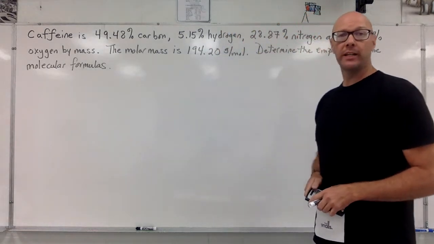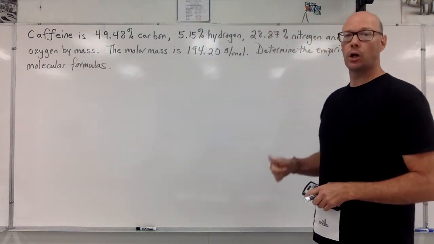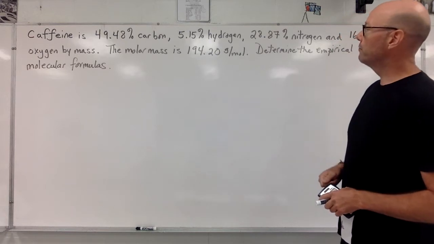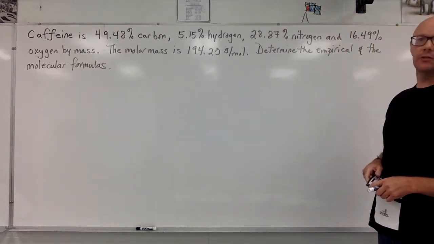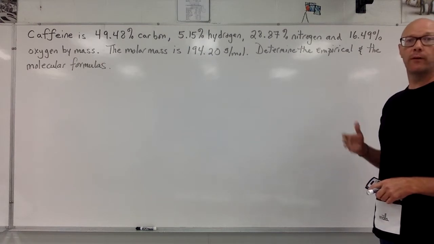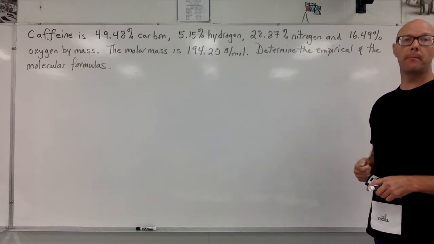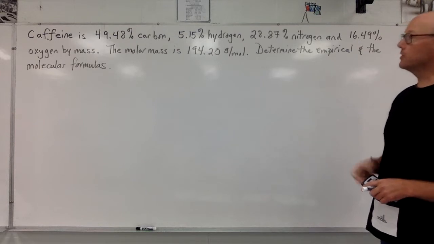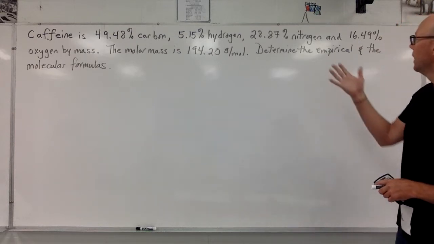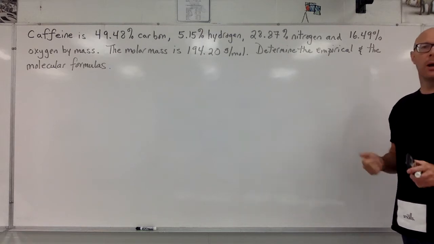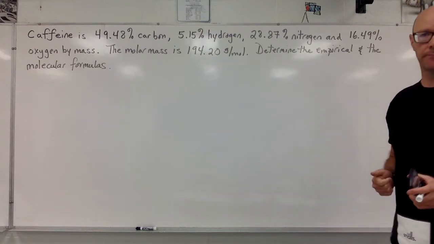Caffeine is 49.48% carbon, 5.15% hydrogen, 28.87% nitrogen, and 16.49% oxygen by mass. The molar mass is 194.20 grams per mole. Determine the empirical and molecular formulas.